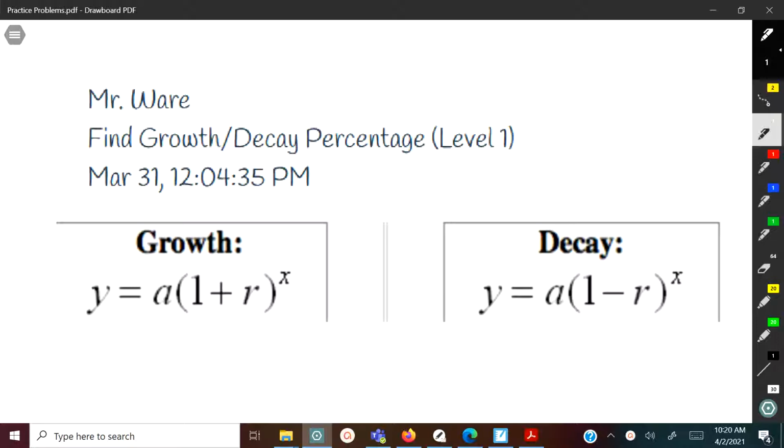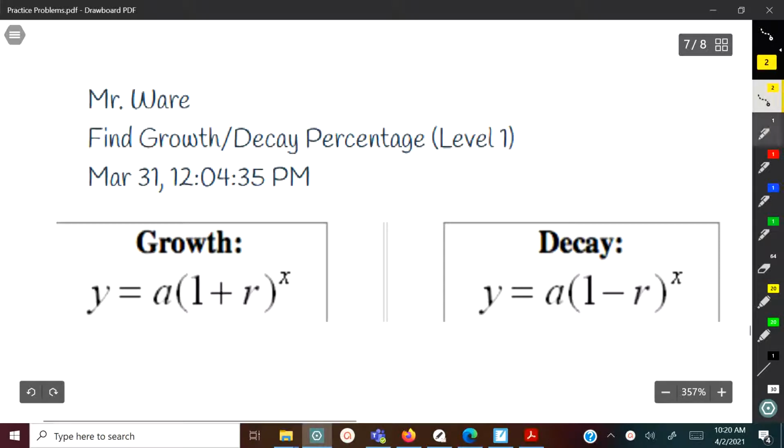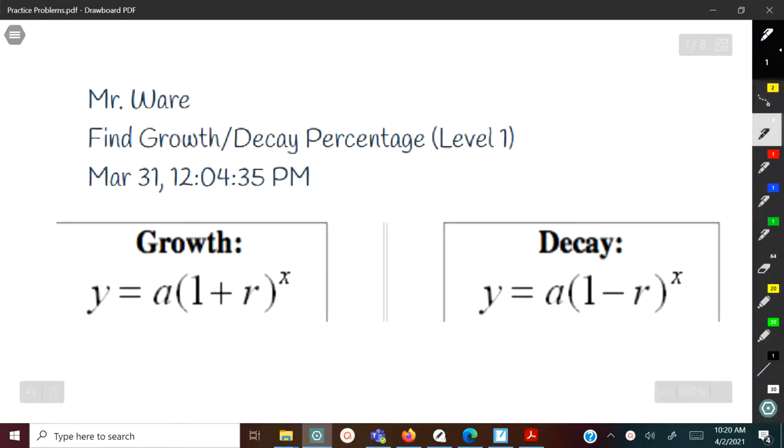How to find growth and decay percentage. So as you can see here, here are the growth and decay formulas. What we typically did when solving for growth and decay was plug in the rate by converting it from a percent to a decimal and just plug it in with everything else. Okay, so what we're doing today is figuring out what was that percent that we plugged in.